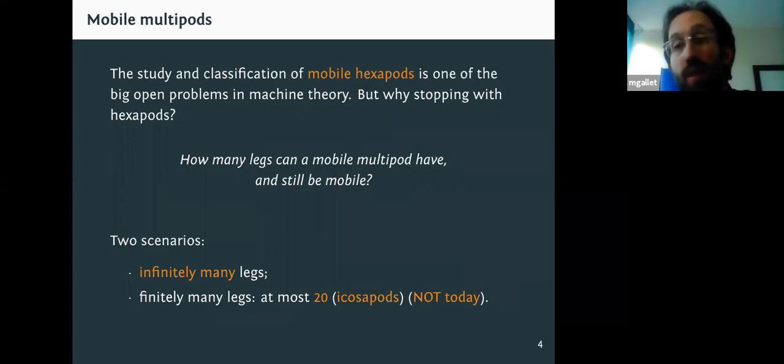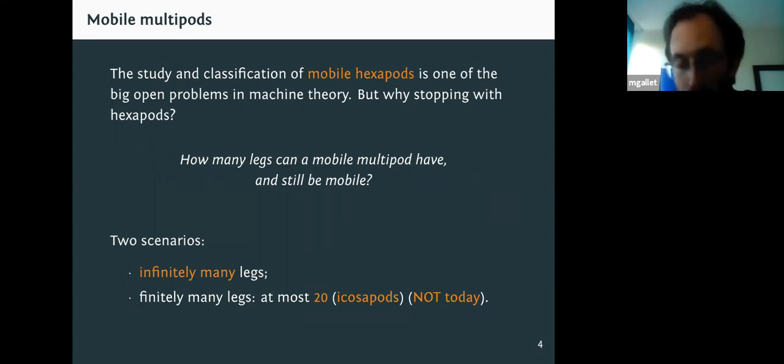And then there are two possible scenarios. Either we can add infinitely many legs, or we are allowed to add only finitely many legs. And this is a curious case. In the second, I believe, one shows that you can actually add at most 20 of such legs. And this is the case of icosapods. But today, we are not concerned about the second scenario. We are rather concerned about the first scenario, namely, when we have infinitely many legs.